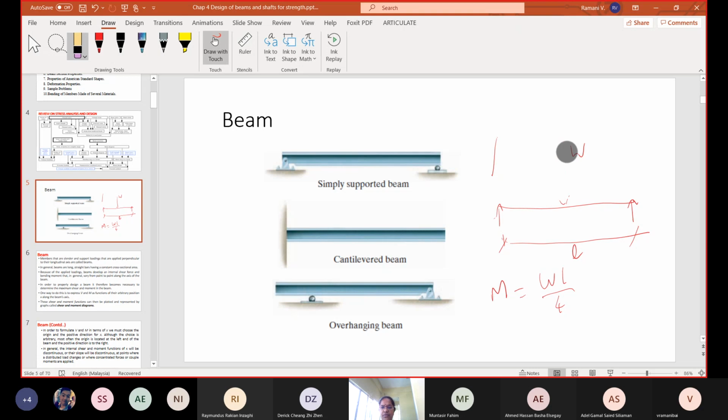And in the same case, if this is changed to a UDL, W per meter run, then the maximum bending moment is equal to WL squared by 8. There are standard tables available.